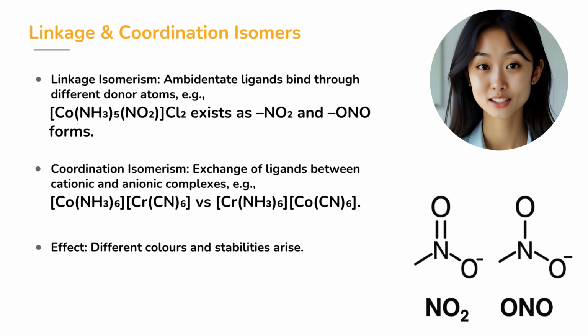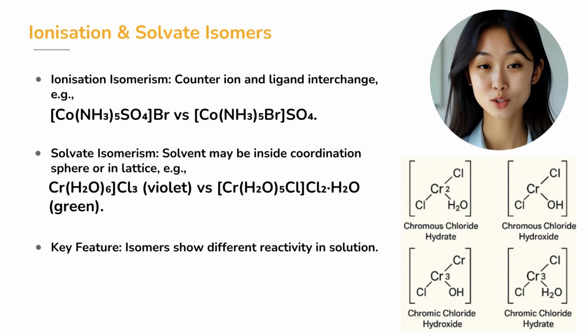Now, why does this matter? Because these isomers don't just look different, they actually have different colors, different stabilities, and sometimes even different reactivities. That's why studying isomerism is so important. It explains why the same formula can give us compounds that behave completely differently in the lab and in real life.